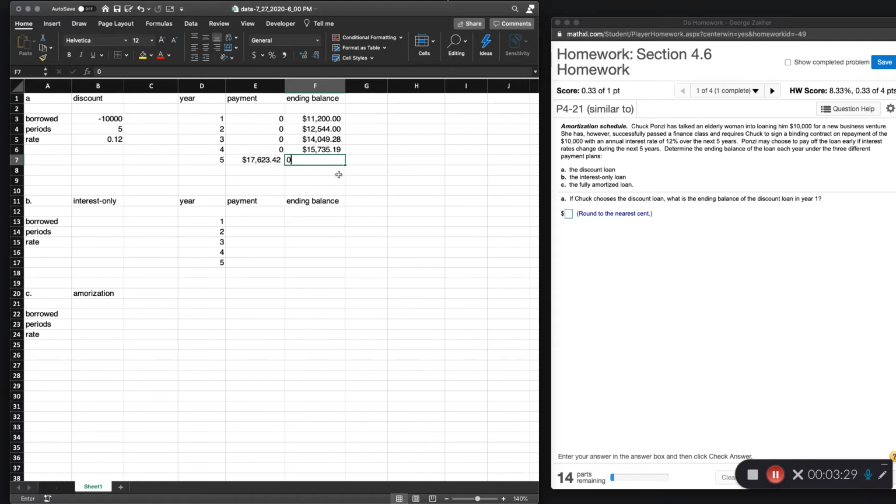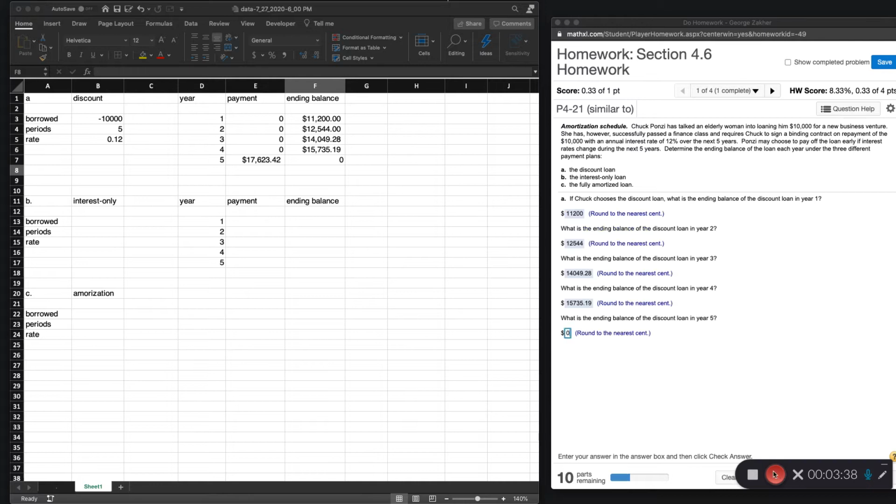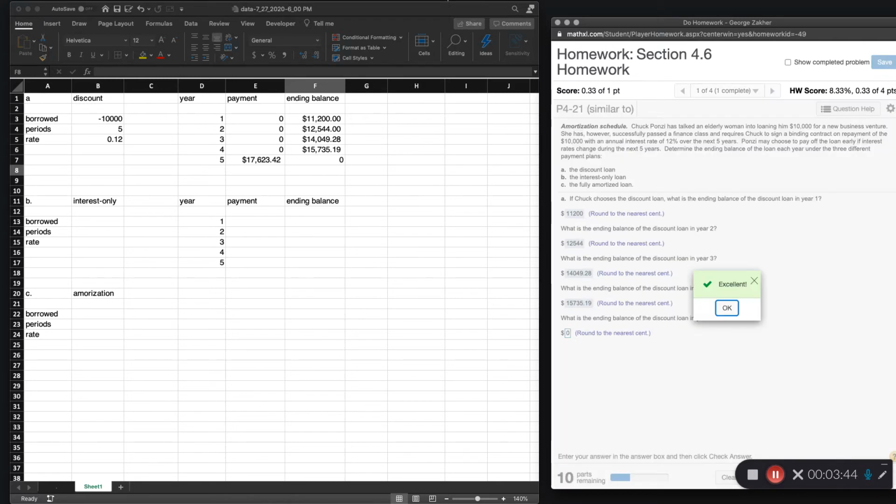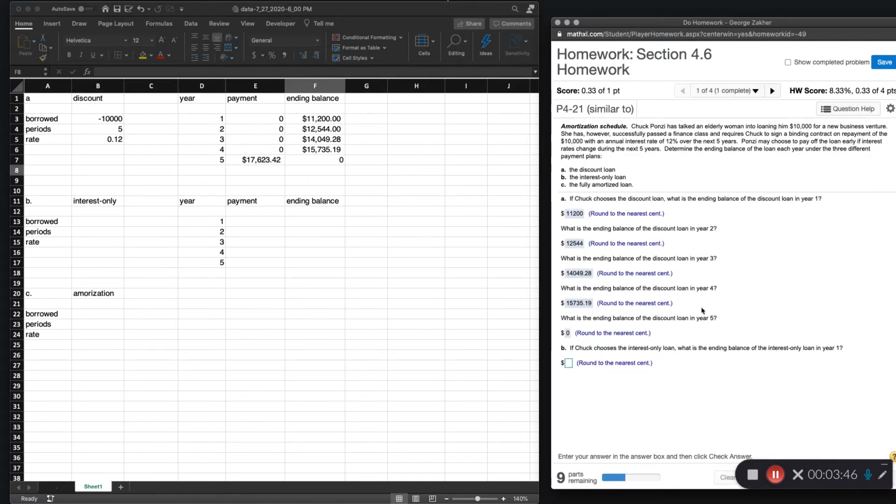So let's go ahead and punch that in. Okay, so we've gone ahead and punched that all in. Wonderful. So remember, ending balance is 0. Now let's move on to our interest-only loan.